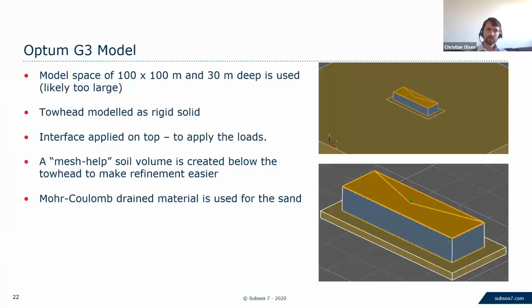So for the Optum G3 model, I used a model space of 100 by 100 and 30 meters deep. It's a much too large volume, but the adaptive mesh optimizes it very quickly and finds out where to put the elements. In Optum, you need to apply an interface where you want to apply the load. So there's an interface on the top. You can see that here. And the load is then applied on this corner.